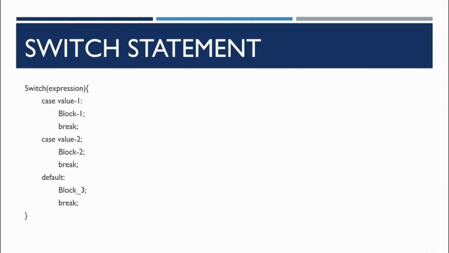Suppose an expression is matched with value 1, or you can say case 1, the block 1 which is under that case, or you can say inside of that scope, is going to be executed. Similarly, if value 2 is matched, then block 2 is going to be executed, and that's it. And if no case is found, then the default statement is executed and the control goes out of the switch block. So with that said guys, let's do it practically.